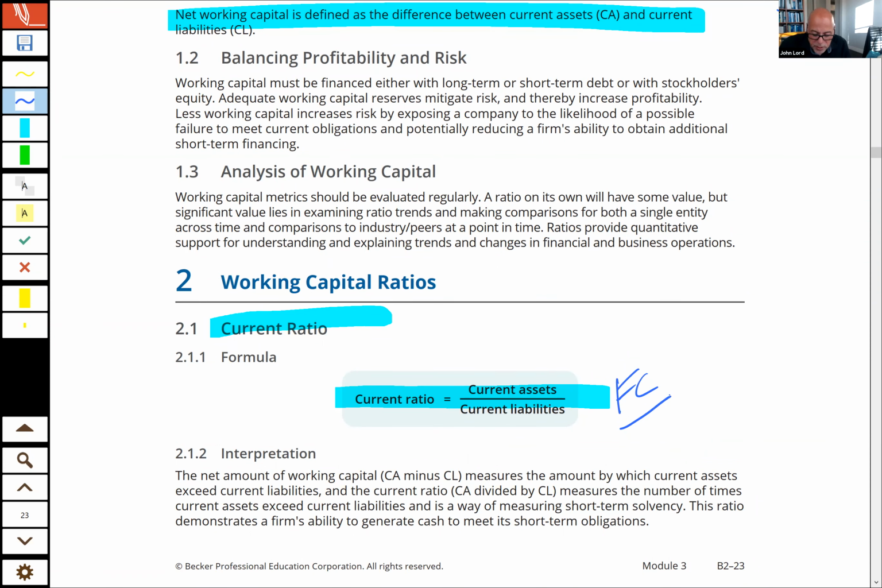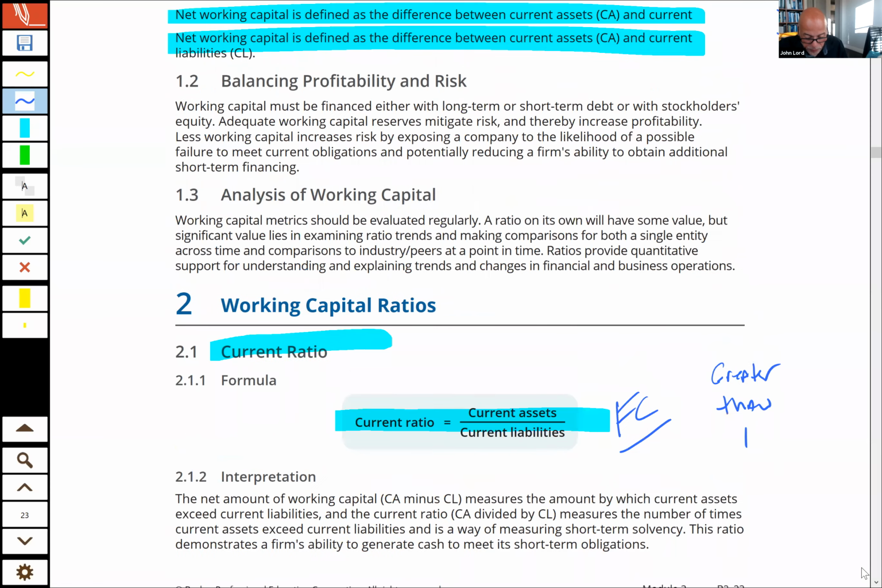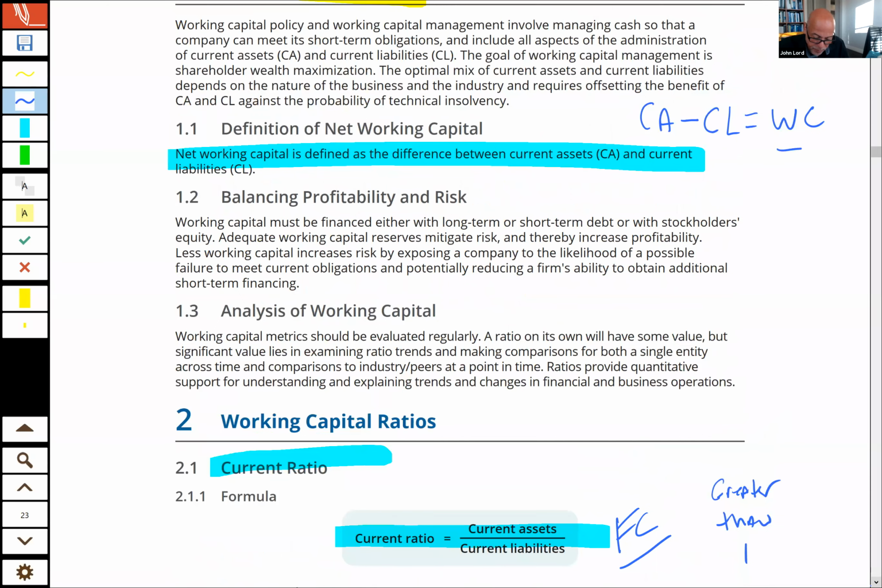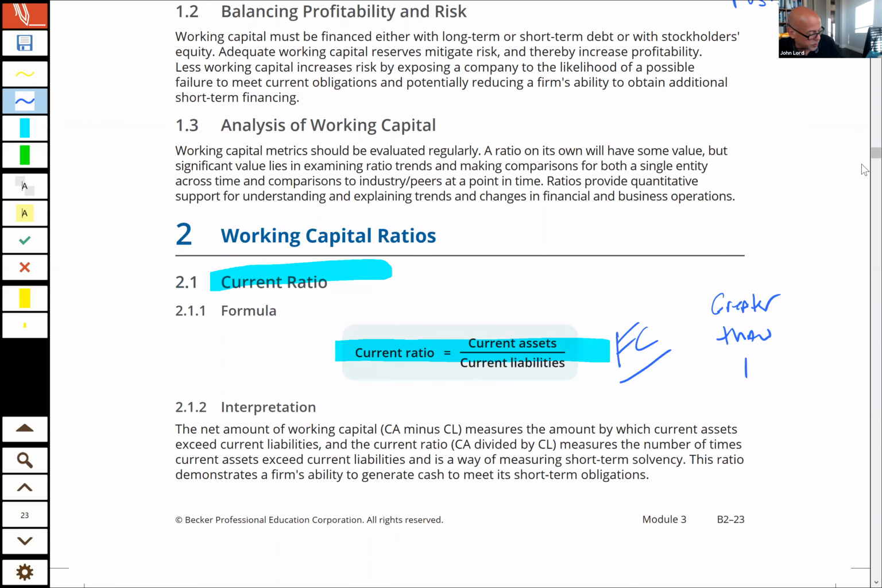Now we want this number to be less than one or greater than one? Greater. Yeah. We want this number to be greater than one, and we want this number to be positive. But we're going to see that there are some implications if the number is too much greater than one, or too positive relative to some other measures, because it could indicate that the company's got their current assets tied up and they could be using them to get some sort of better return for the stockholders. So we'll consider that as well.